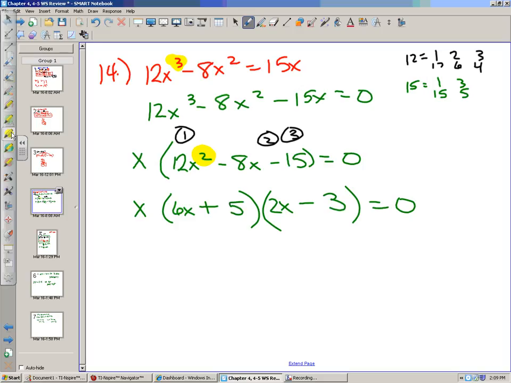Do we see that, yes or no? Inner gives me 10x. Outer gives me negative 18x to give me negative 8. Is that what I want? Do we see that, yes or no? So now I've pulled out my GCF. I set it equal to 0. I pulled out my GCF. I factored what was left. Now what do I do?